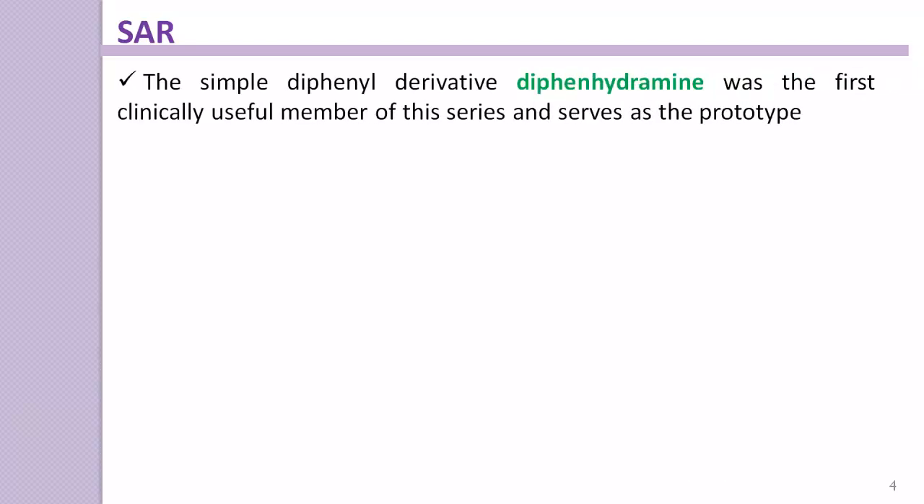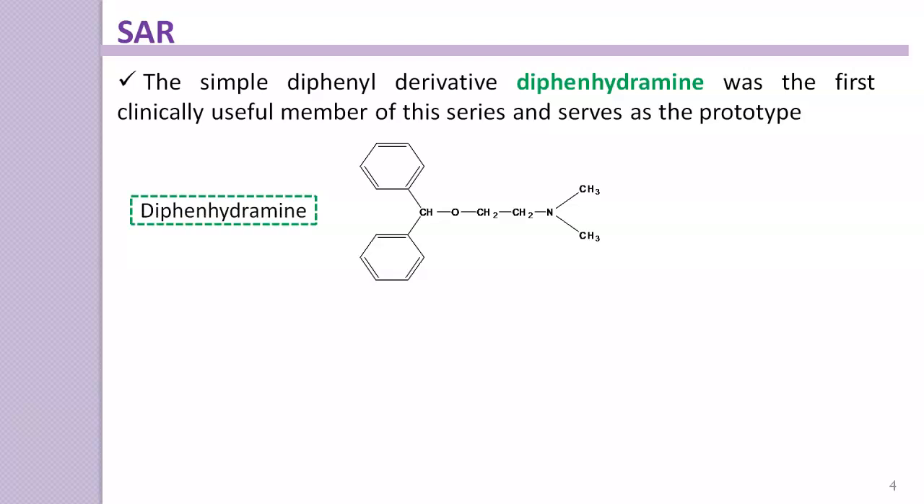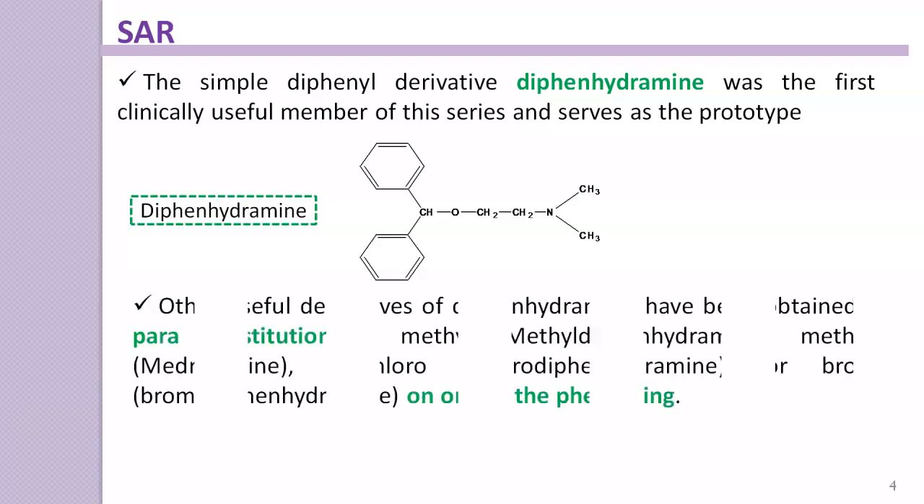Now here we discuss important structural activity relationship points. The simple diphenyl derivative, which is diphenhydramine, was the first clinically useful member of this series and serves as the prototype. Here is the structure of diphenhydramine.